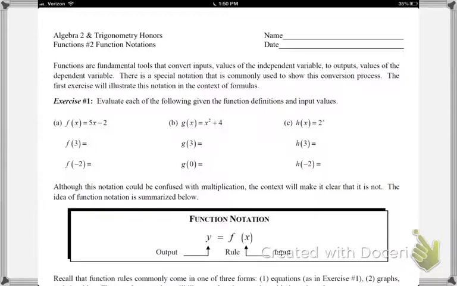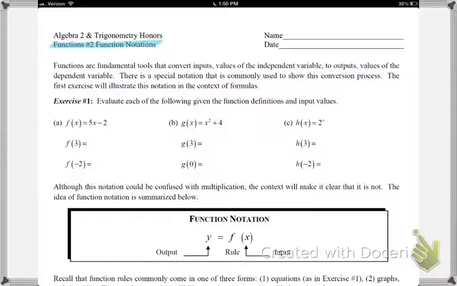Okay, this is our functions unit, packet number 2, function notations. Functions are fundamental tools that convert inputs, values of the independent variable, our x value, to outputs, values of the dependent variable, which is our y value. There's a special notation that is commonly used to show this conversion process.